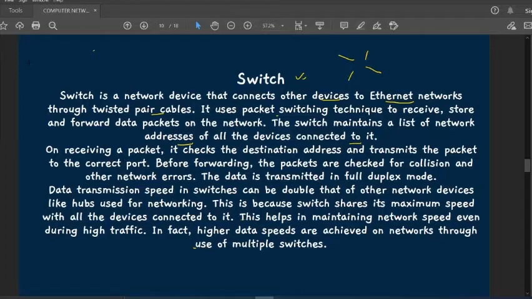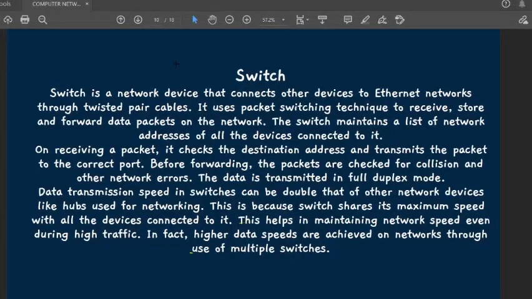Now we are going to see more about the switch. It is also a very important networking device, but the drawback in a switch is that it does not provide network. It only works as a connecting device. It connects other devices to an Ethernet network. Now, what is an Ethernet network?